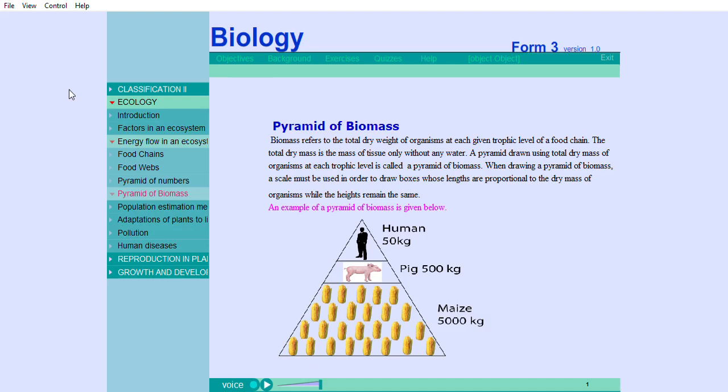When drawing a pyramid of biomass, a scale must be used in order to draw boxes whose lengths are proportional to the dry mass of organisms while the heights remain the same. An example of a pyramid of biomass is given below.